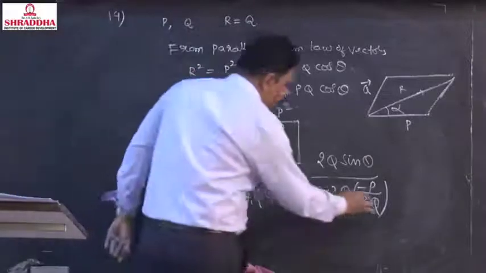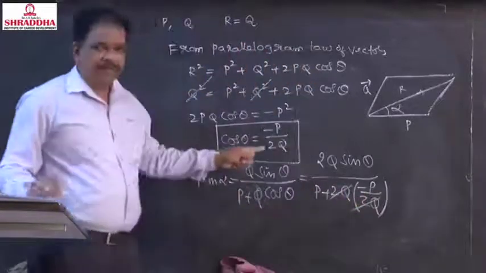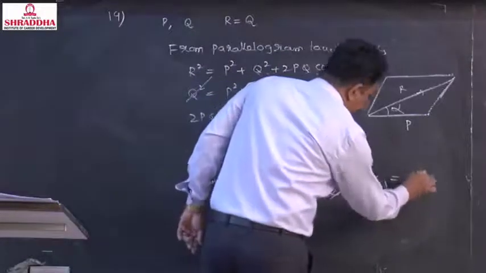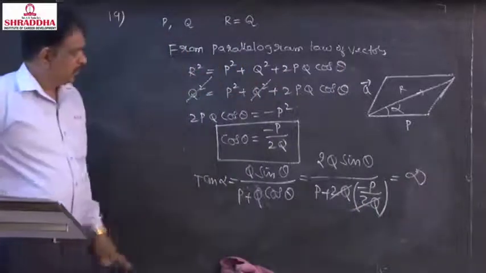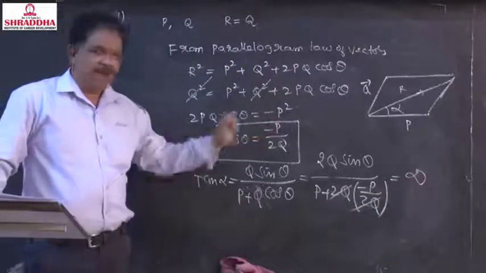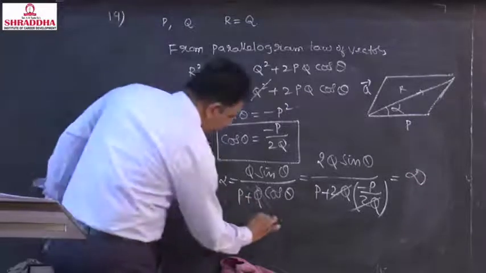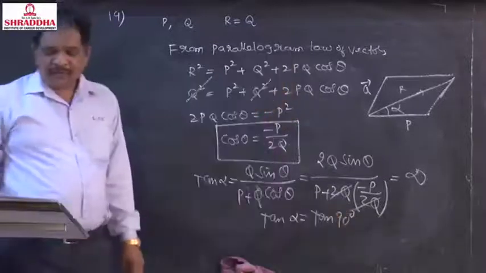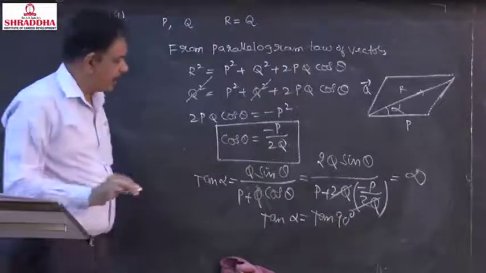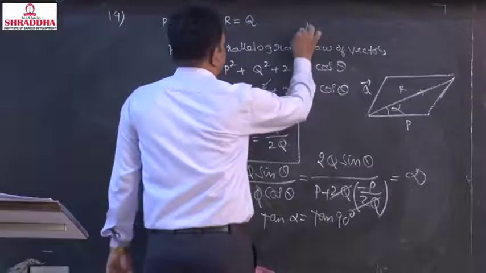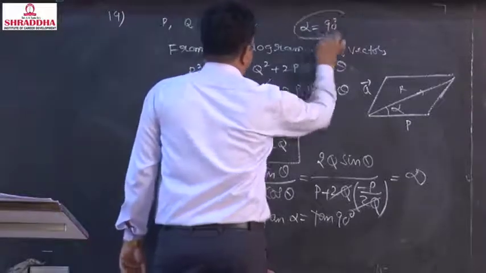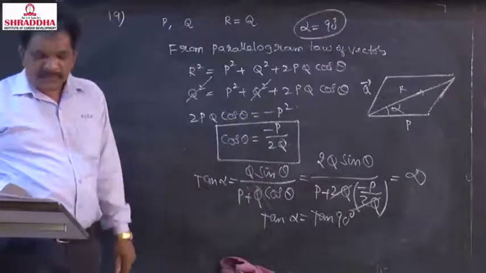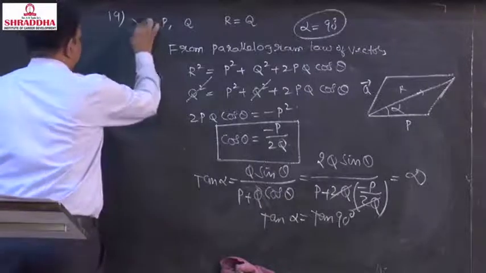2Q will cancel. P minus P will be 0. So this value will be infinity. Infinity means tan 90. So tan alpha is equal to tan 90. So the alpha value we will get is 90 degrees. So the answer for this question 19 will be B.